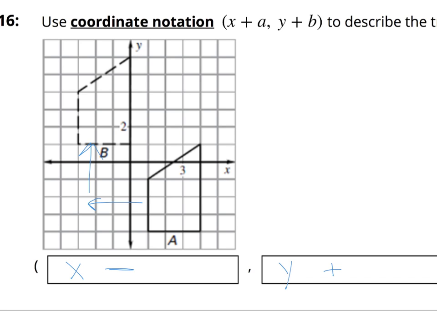Okay, so just choose a point. Let's say you choose this guy. Count how many units you go to the left. That's going to go for your x. How many units do you go up? That's going to count for your y. So if you're using this point, you're going to go from here to here and up to here, to that point.